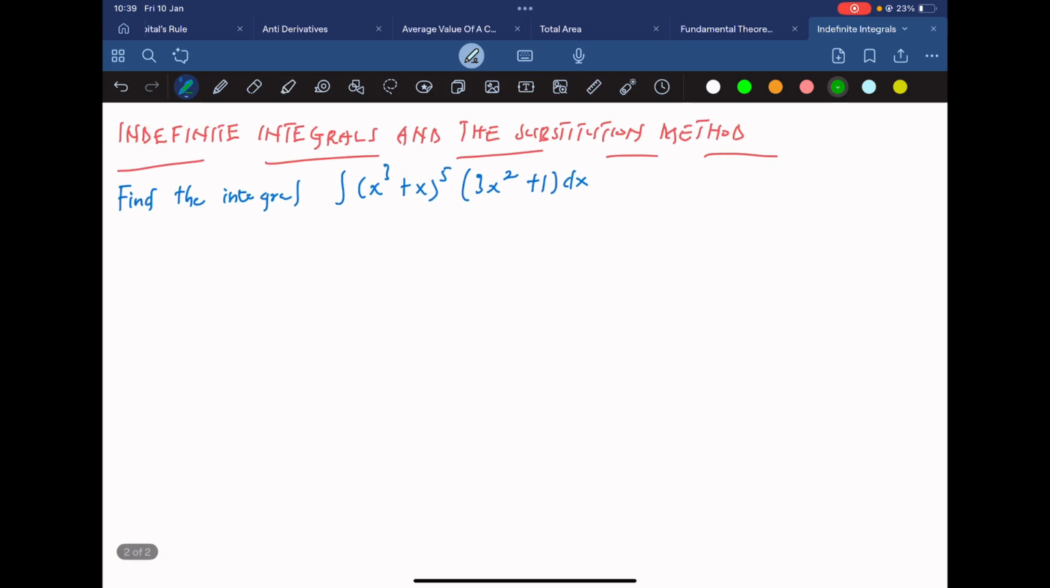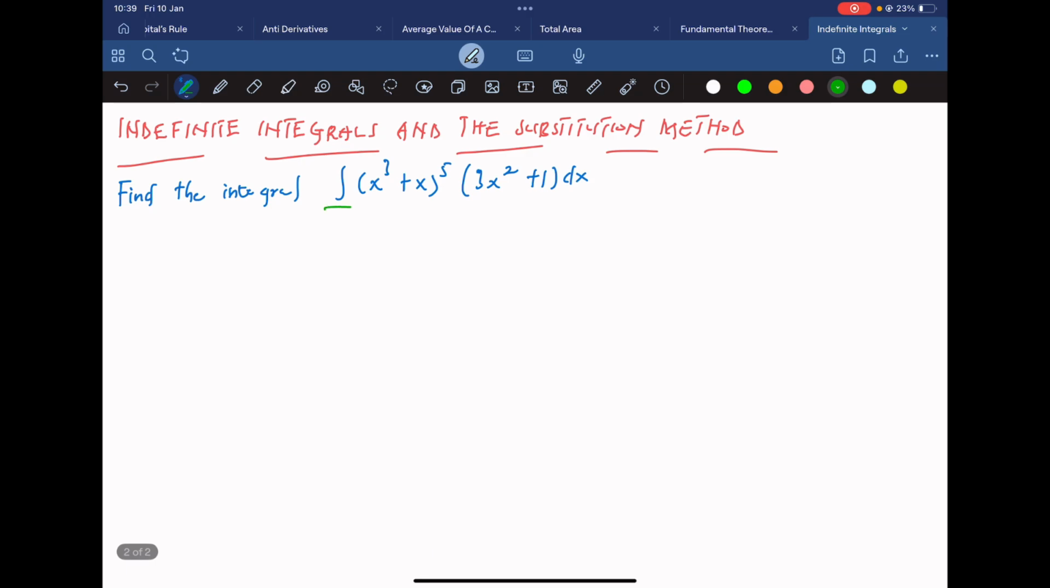Now, looking at indefinite integrals, as we did before, whenever you have an integral sign with no upper and lower limit, that is when we call the integral indefinite. In solving these types of questions, we use the substitution method, or sometimes we call it the u-sub method. Choosing your u is very critical to solving the problem.